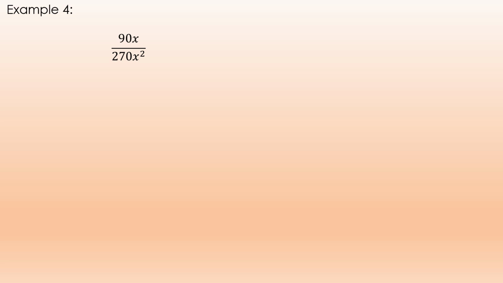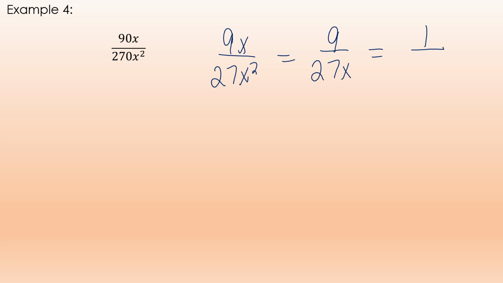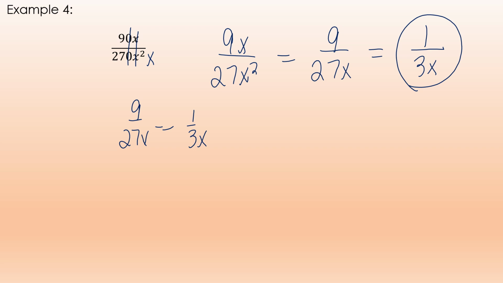Number 4, 90x divided by 270x squared. This one's meant to be super easy. There are lots of ways you can think about it. Some of us go, oh, they both have a 0, so drop the 0: 9x over 27x squared. Then they both have x's, so that gives me 9 over 27x. Then I can divide them both by 9, so 9 divided by 9 is 1, and 27x divided by 9 is 3x. Some of you are going to look at it and real quickly go, yeah, that reduces to give me x, and I get 9 over 27x, or 1 over 3x.